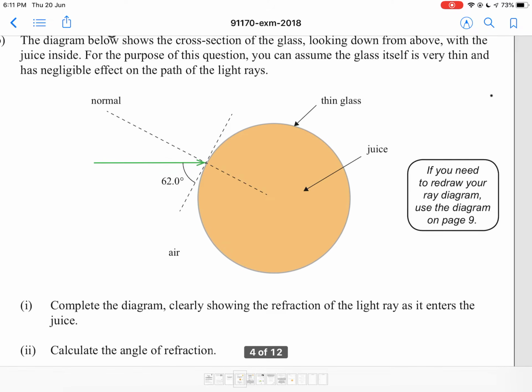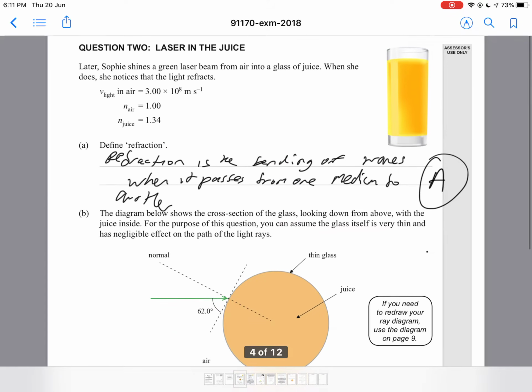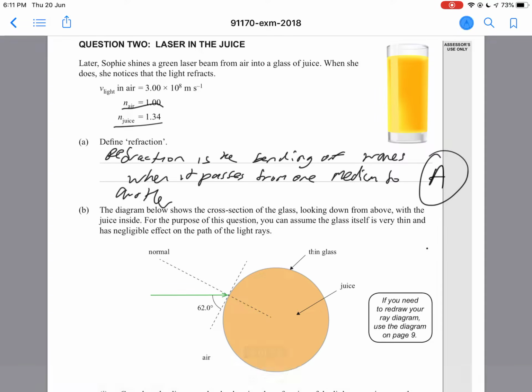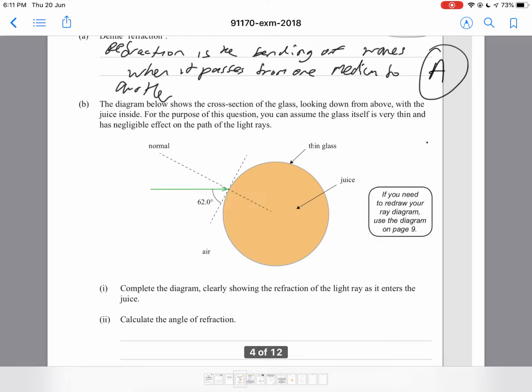So as the question tells us, the refractive index of air is 1 and the refractive index of juice is 1.34. Therefore, we can infer that the juice is more dense than air. That means when the wave passes from the air into the juice, it's going to slow down because the juice is more dense. It's traveling from a less dense medium to a more dense medium, so the wave will start slowing down. And when it slows down, it's going to bend towards the normal.